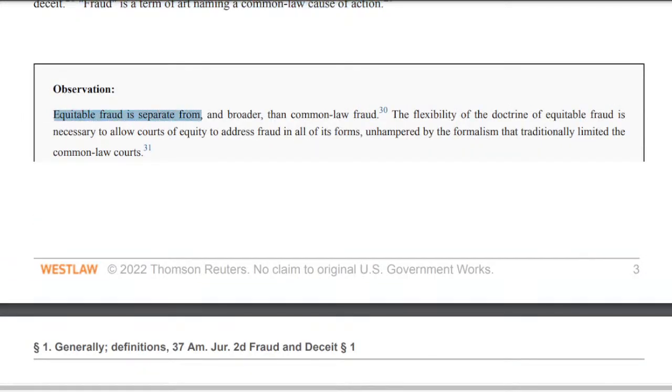Equitable fraud is separate from and broader than common law fraud. The flexibility of the doctrine of equitable fraud is necessary to allow courts of equity to address fraud in all of its forms, unhampered by the formalism that traditionally limited the common law courts.